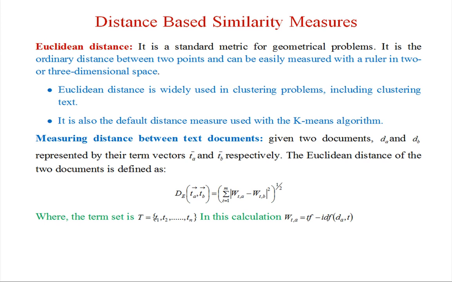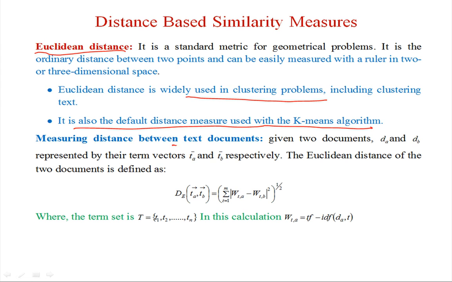Distance based similarity. Till now we studied only matching based similarity. Now we will go through some distance based similarity, basically used in document clustering or clustering based algorithms. The major techniques are like Euclidean distance. It is a dense metric for geometrical problems. It is the ordinary distance between two points and can be easily measured with a ruler in two or three dimensional space. Euclidean distance is widely used in clustering problems, including clustering text. It is also the default distance measure used with the k-means algorithm.